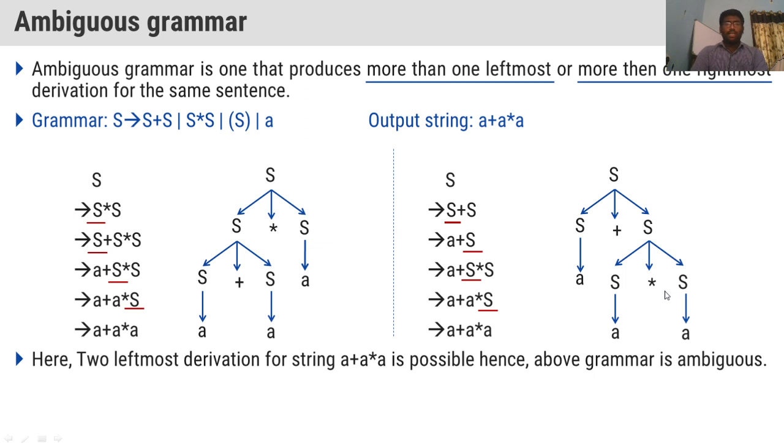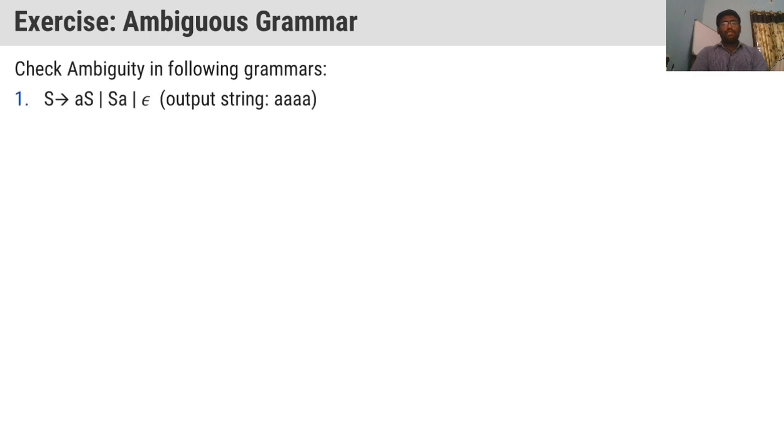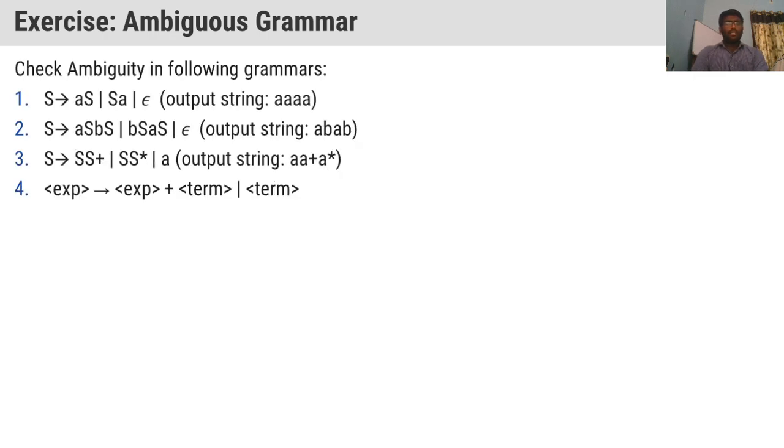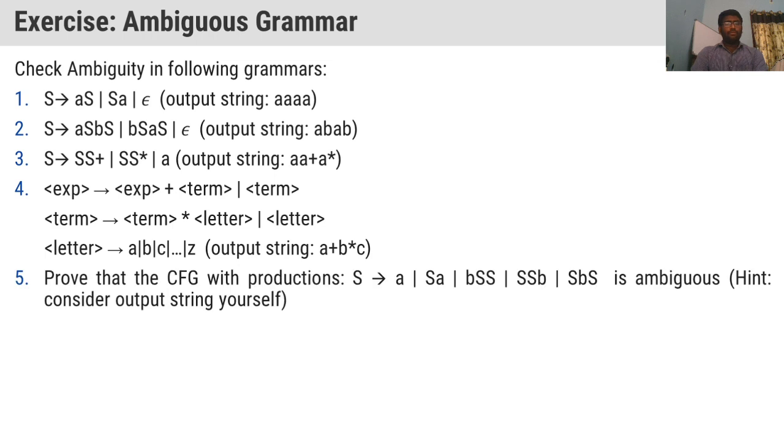Definition is very important. They will ask frequently. What is ambiguous grammar? If a grammar has more than one leftmost derivation possible or more than one rightmost derivation possible for the given grammar, then it is said to be an ambiguous grammar, right? Do these examples. I am giving you more examples. Please try it. Take down these examples and try them.